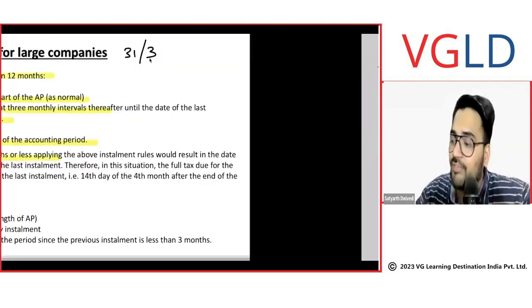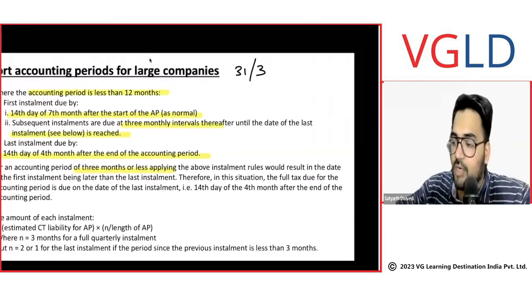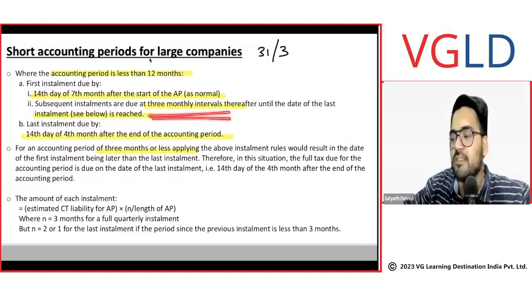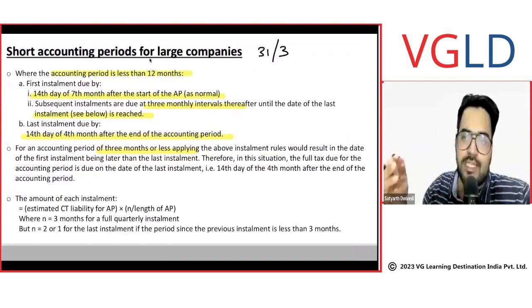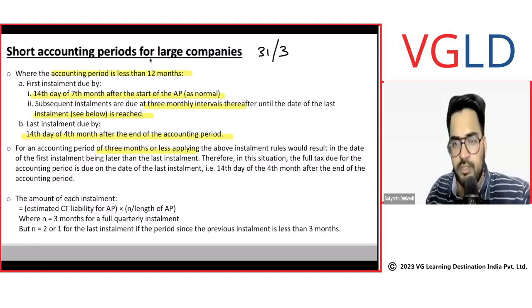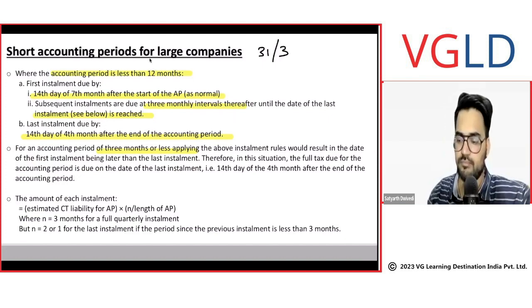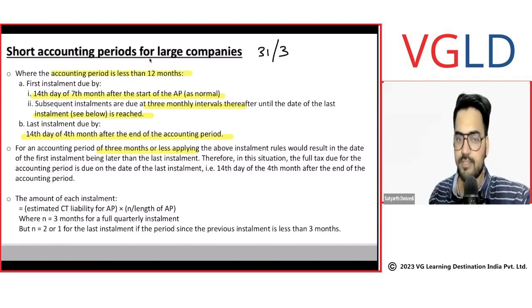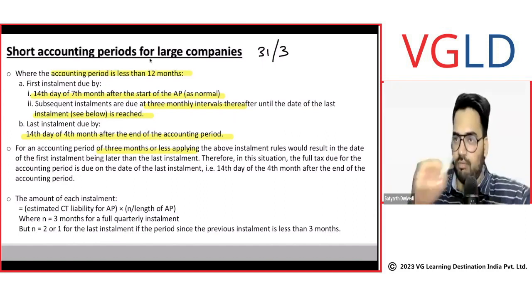It's not necessary that you have 3 installments. Your first installment is on the 14th day. Subsequent ones are every 3 months. They don't say that there has to be a minimum number of installments. Okay. Yes. Clear? Is that clear?